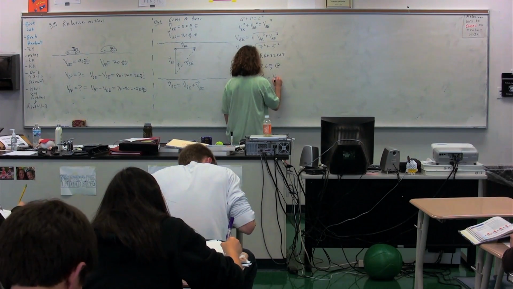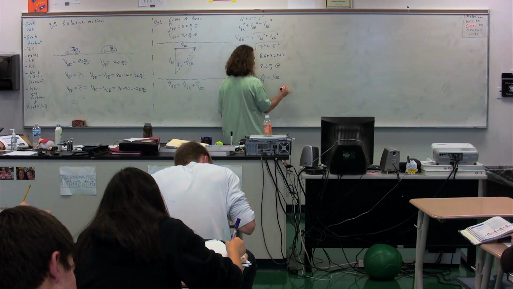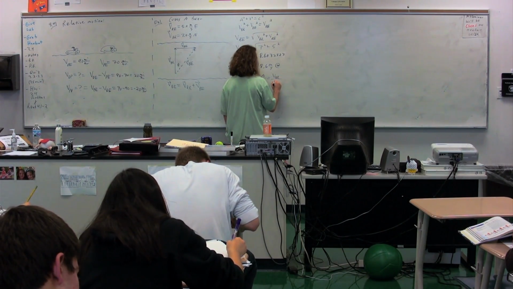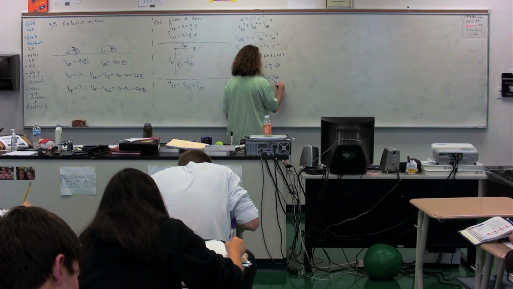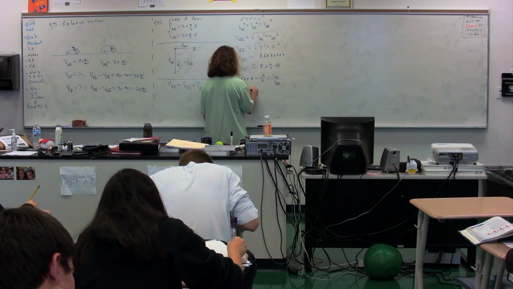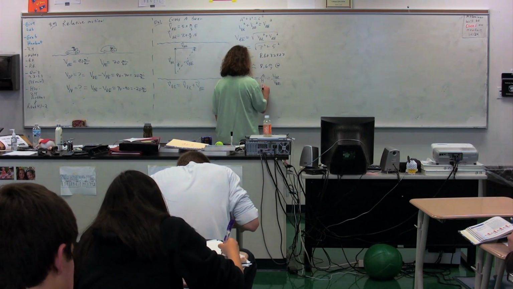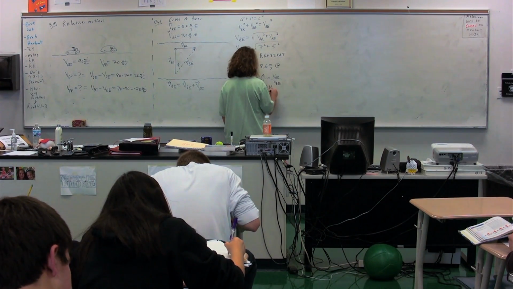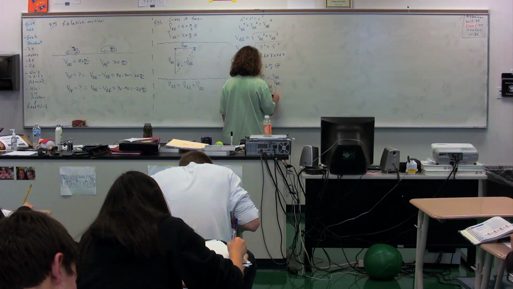Velocity of the boat with respect to the river, divided by the hypotenuse, which is the velocity of the boat with respect to the Earth. Therefore, theta is equal to the inverse cosine of the velocity of the boat with respect to the river divided by the velocity of the boat with respect to the Earth.